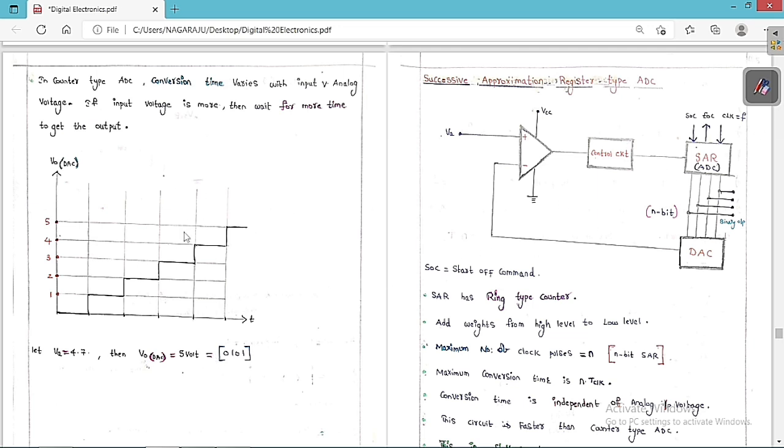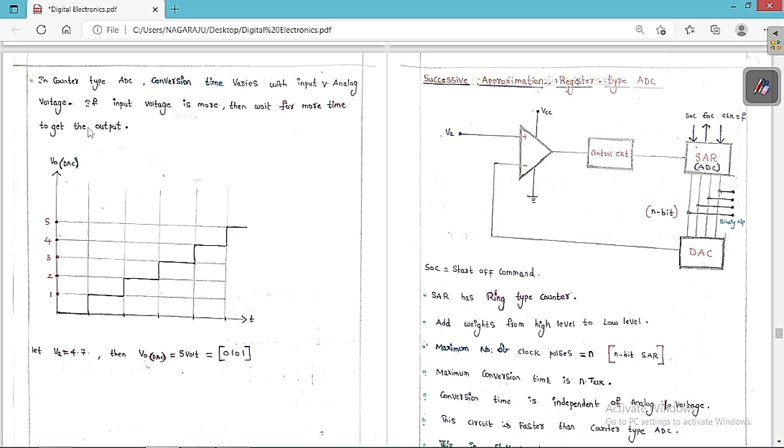So this is all about the counter type ADC, also called ramp type ADC. One important point that you always have to understand is that as the input analog voltage increases, the conversion time also increases. The maximum number of clock pulses is 2 to the power of n minus 1, into T clock. The maximum conversion time is 2 to the power of n minus 1 into T clock, and the minimum conversion time is T clock. So the average is 2 to the power of n minus 1 over 2 into T clock. This is the average conversion time required. But actually, as the input increases, the actual conversion time increases. As the input voltage decreases, the actual conversion time decreases.